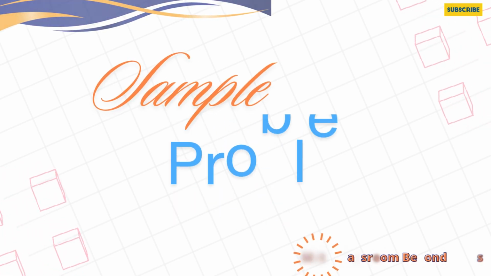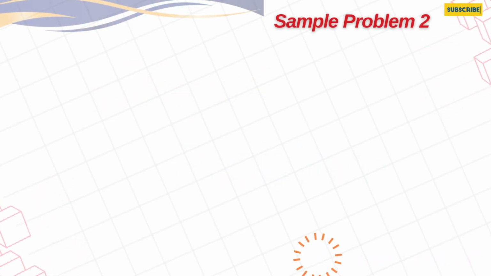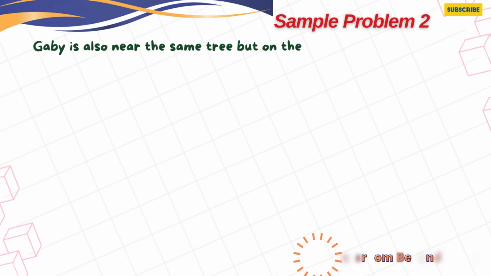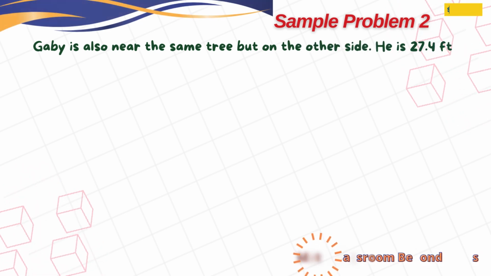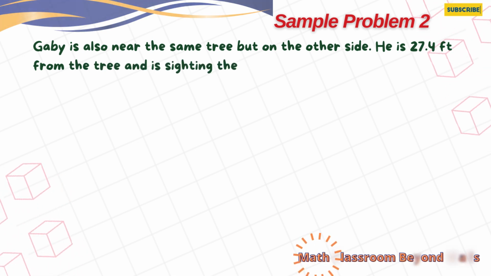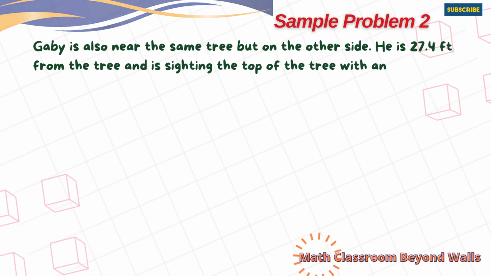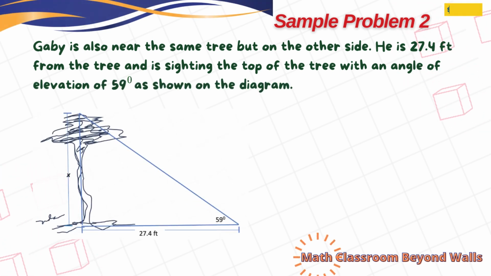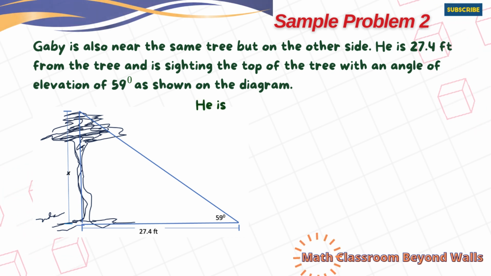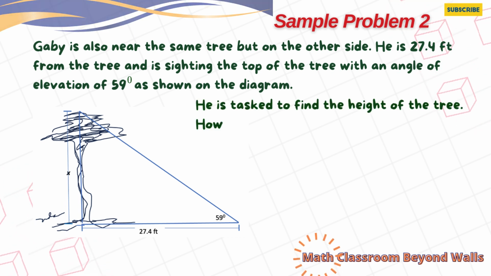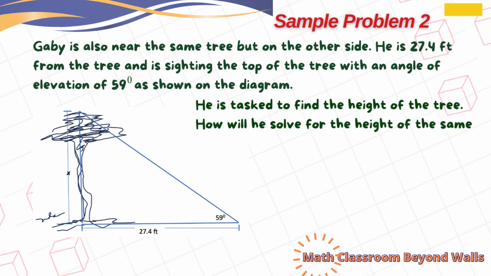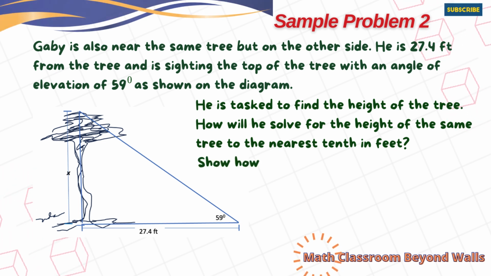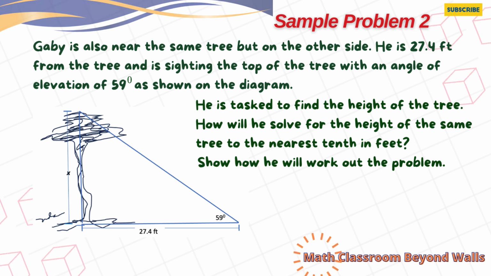Okay, let us consider this time sample problem 2. Here's the problem. Gabby is also near the same tree, but on the other side. He is 27.4 feet from the tree and is sighting the top of the tree with an angle of elevation of 59 degrees as shown on the diagram. He is tasked to find the height of the same tree. How will he solve for the height of the tree to the nearest tenth in feet? Show how he will work out the problem. A figure is given.